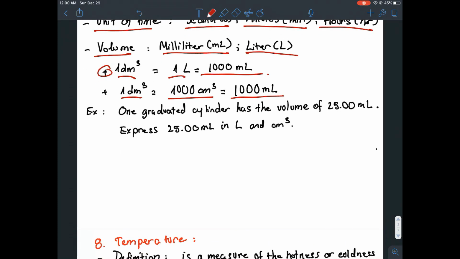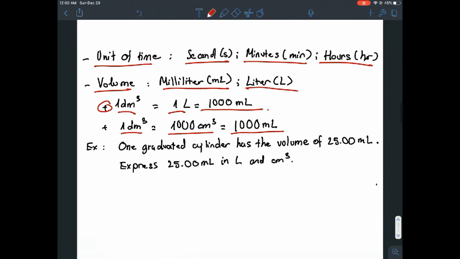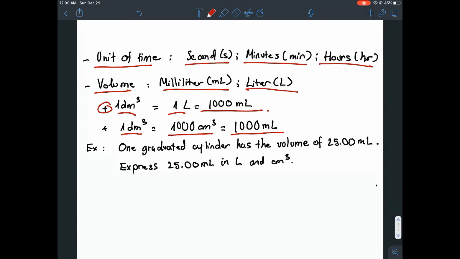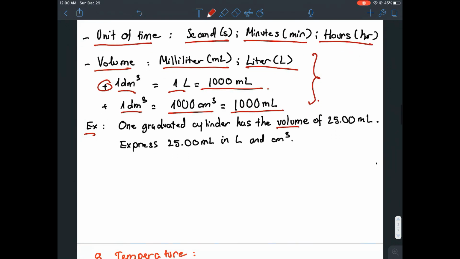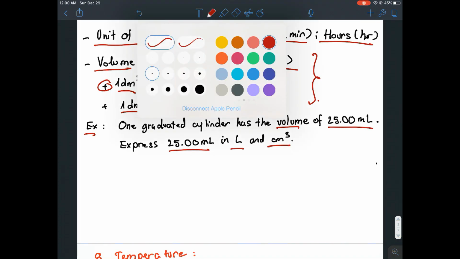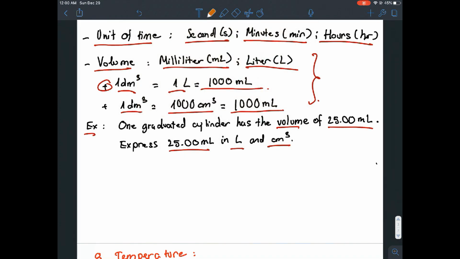For example, we have one graduated cylinder. We have the units of time and volume above. We come to the example. We have one graduated cylinder with a volume of 25.00 milliliter, and we express 25.00 milliliter in liter and centimeter.